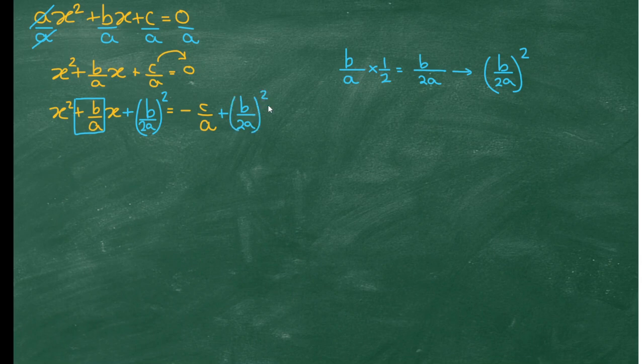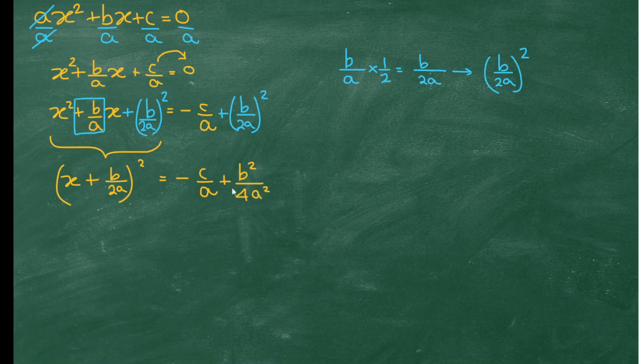And you get that. Now, all of this is just a complete square. x add b over 2a, everything squared, is equal to minus c over a plus b squared is the numerator. Denominator is 2a squared, which is 2 times 2, 4, a times a squared.